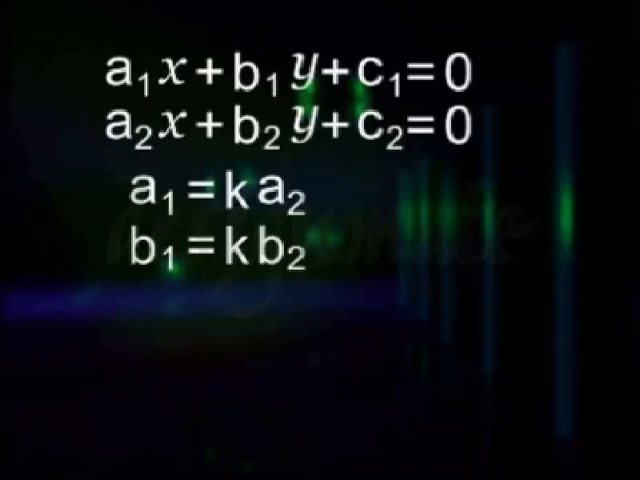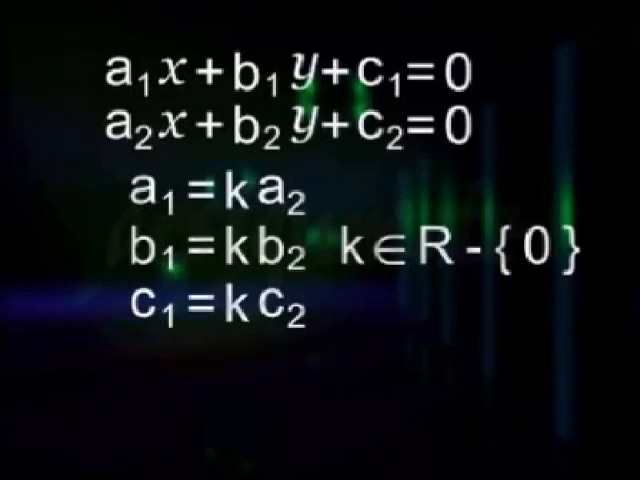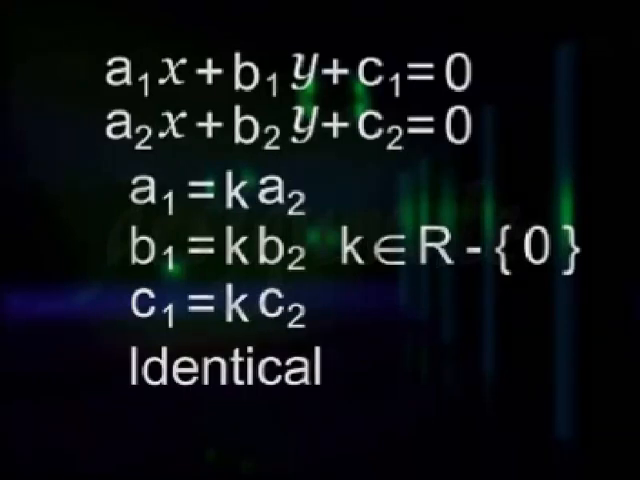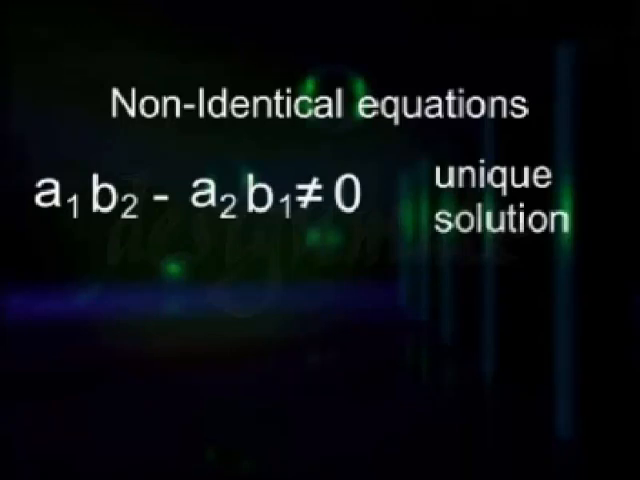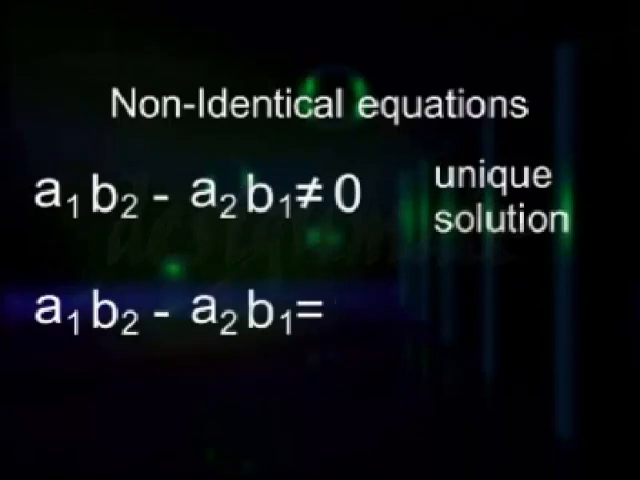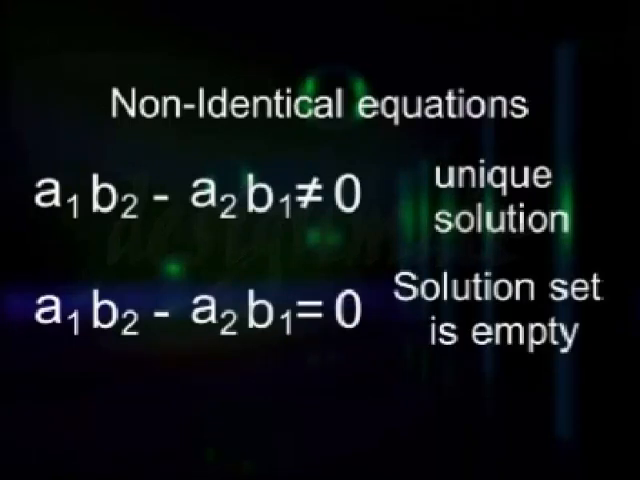For the equations, if a1 = ka2, b1 = kb2, c1 = kc2, where k belongs to R minus 0, then the two equations are called identical. Two non-identical equations in R2 have a unique solution if a1b2 - a2b1 is not equal to 0, and in case of a1b2 - a2b1 = 0, the solution set is empty.